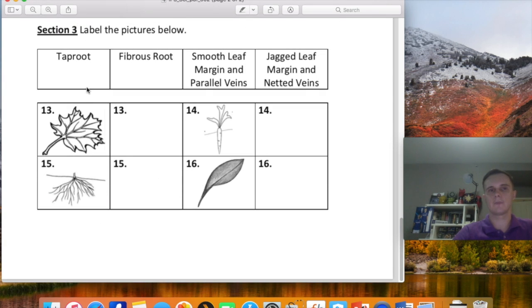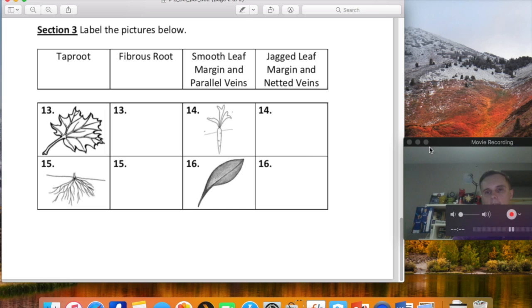Section 3, label these pictures. So at the top, we've got taproots, fibrous roots, smooth leaf margin and parallel veins, jagged leaf margin and netted veins. So number 13, we've got 2 number 13s here. This is the picture, and this is where you will write your answer. So tell me what you see in this picture. Do the same for 13, 14, 15, and 16.